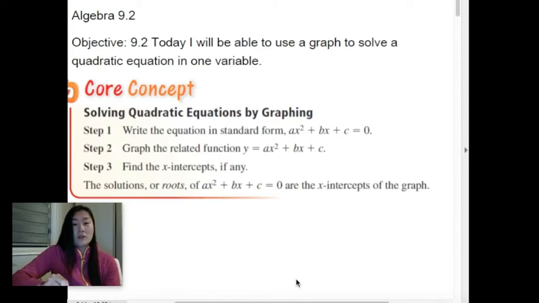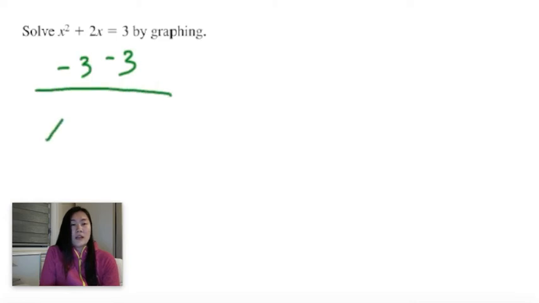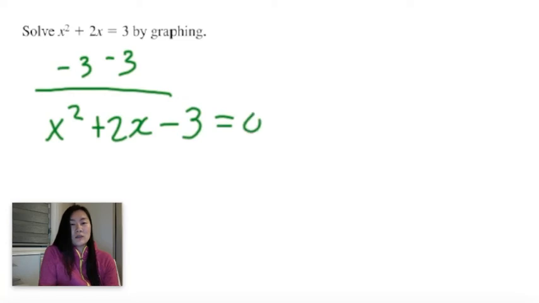And you're going to pause the video here and grab your graphing calculators, TI-84s, in order for you to follow the lesson. The very first question is to solve x squared plus 2x equals 3 by graphing. The first step, we're going to make it into standard form, which means we're basically setting the equation equal to 0. So I'm going to subtract 3 on both sides, and I get x squared plus 2x minus 3 is equal to 0.